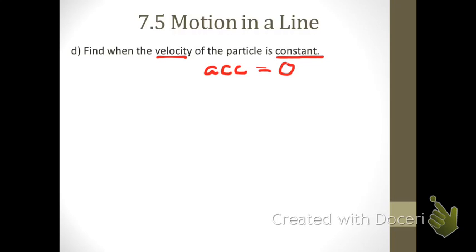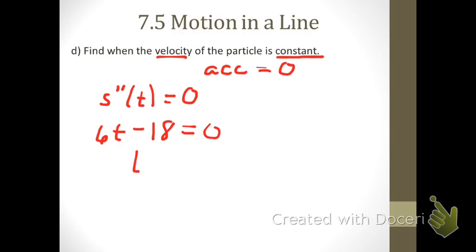And so when we find when the velocity of the particle is constant, what we're really finding out is when is s double prime of t equal to 0. So when is 6t minus 18 equal to 0? Well, quite simply, that's going to be at the 3-second mark of this motion. Alright, one last question to go through.